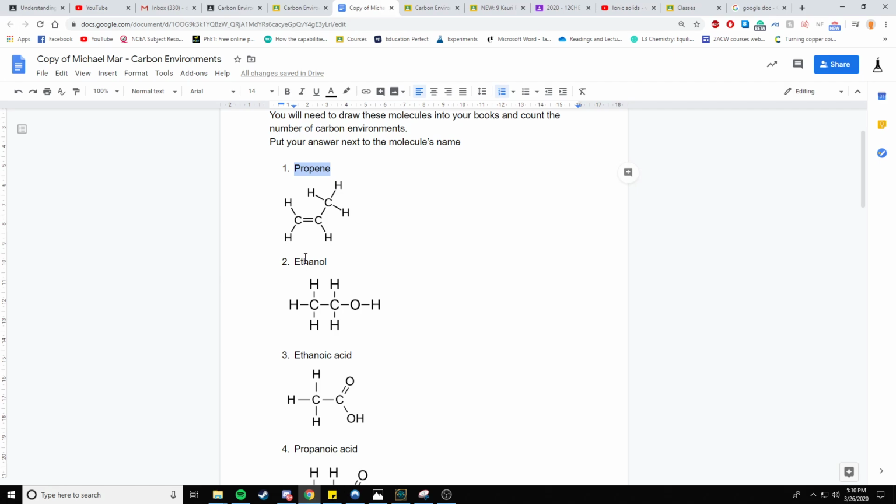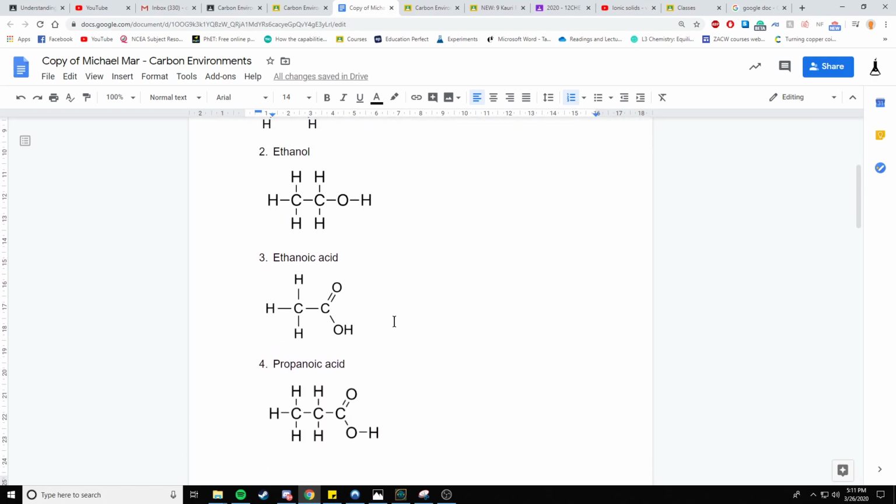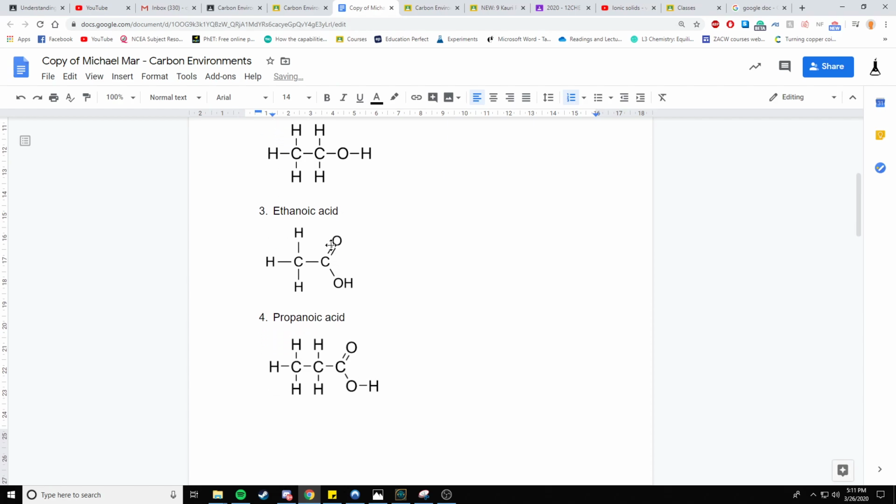So let's count up the carbon environments. We have got one here, and one here. Notice CH2 here, CH here, CH3 here. So propene has 3 carbon environments. Let's go down to ethanol. Ethanol's got 2 carbons, CH3, CH2. They're different, so ethanol has got 2 carbon environments.